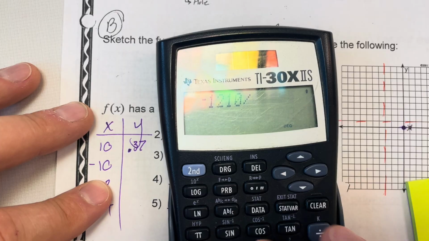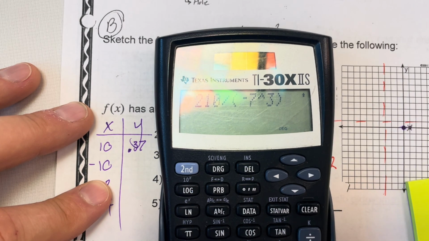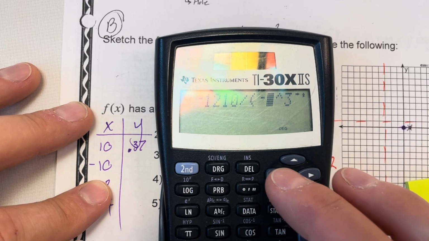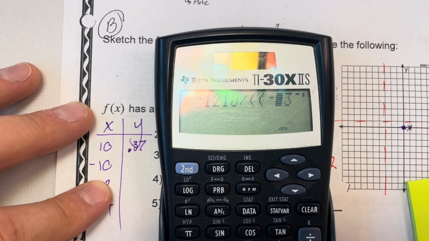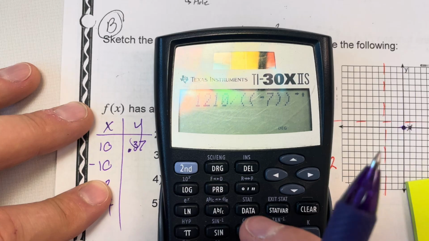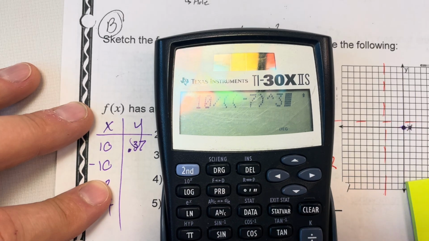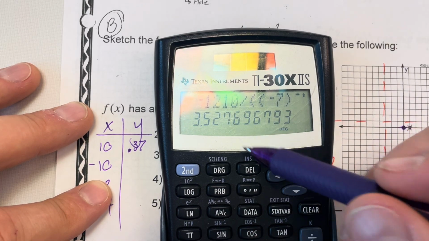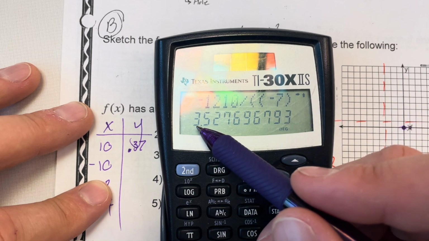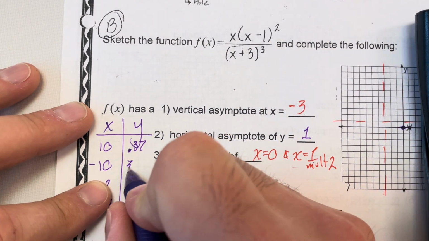So let's not worry about it. We got -7, that gets to the power of 3, that's getting cubed. All right. Technical thing here is that the negative is also getting cubed. So let's go with that. Okay, so we had a negative divided by a negative, so that gives us a positive 3.5.